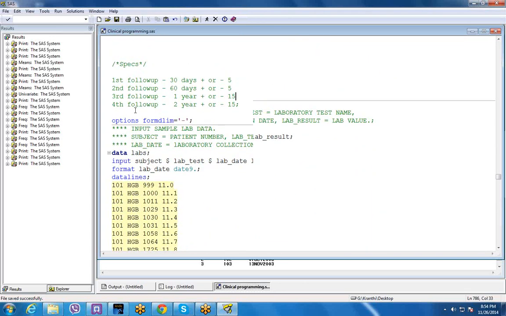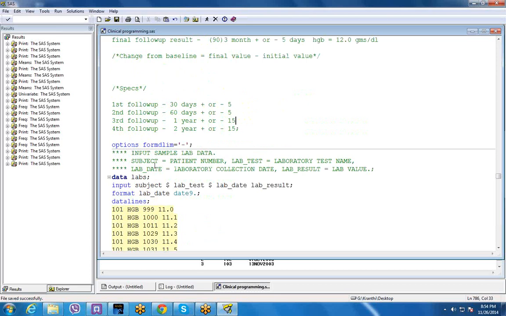Now we have one more data. Practically, the first follow-up is a specification result. The first follow-up should be after 30 days, plus or minus 5 is okay. The second follow-up should be 60 days, plus or minus 5 is okay. The third follow-up should be after a year. When it is a year, we won't say 5, we'll give more relaxation, like plus or minus 15. Then the fourth follow-up should be after 2 years. For 2 years, plus or minus 15 is also fine.